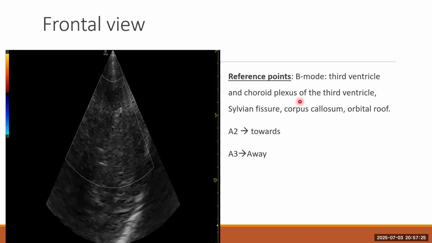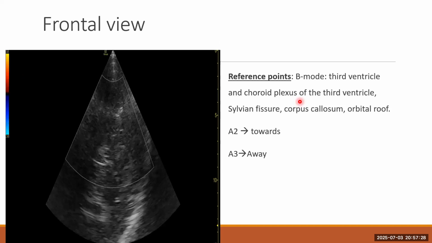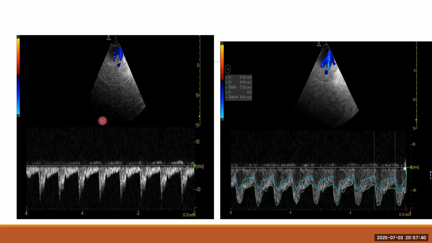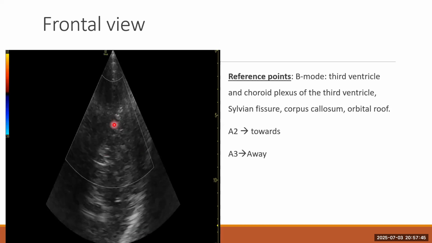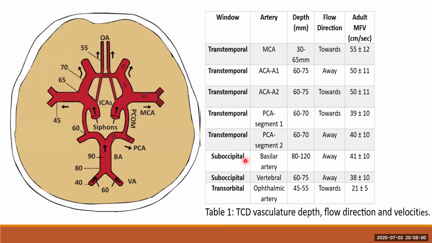The frontal view is very rarely used, the reference point being the third ventricle and the choroid plexus of the third ventricle. And the A2 here, unlike in the transtemporal, is towards the probe, so it will be red here. We can see in this image the vessel we are insonating here is A2, and there appears a tiny sliver of bluish signals, which is probably A3. The frontal window is rarely used, except when we need to identify anything in the anterior horns of the lateral ventricles.